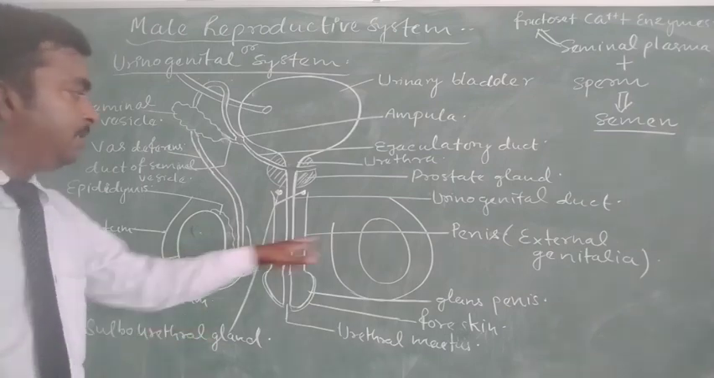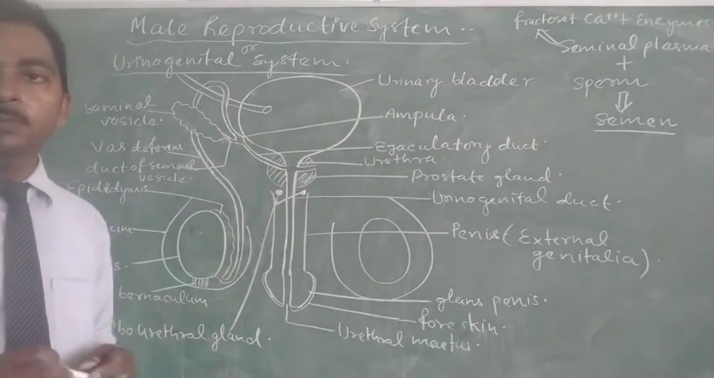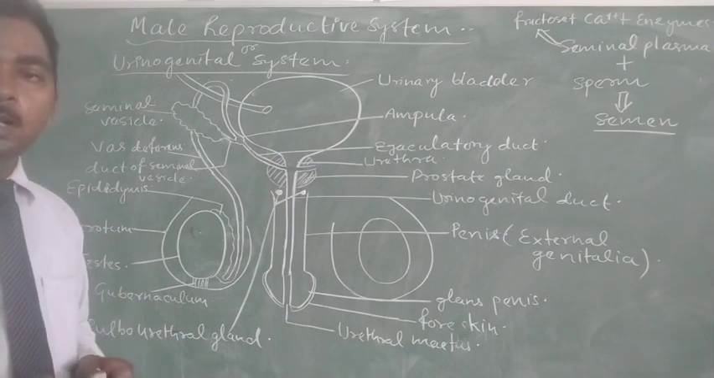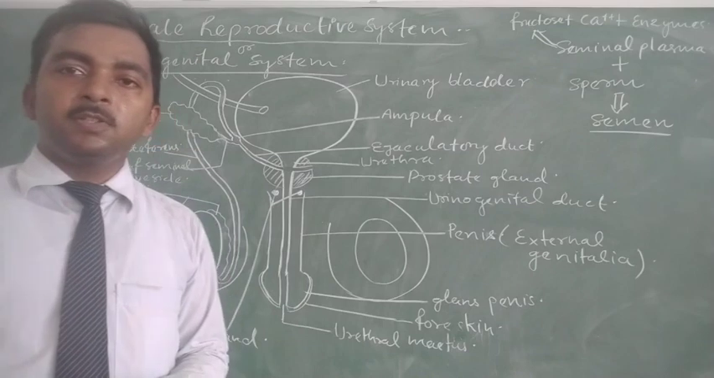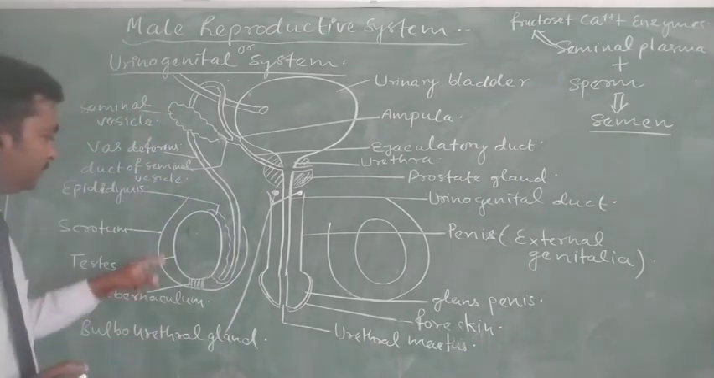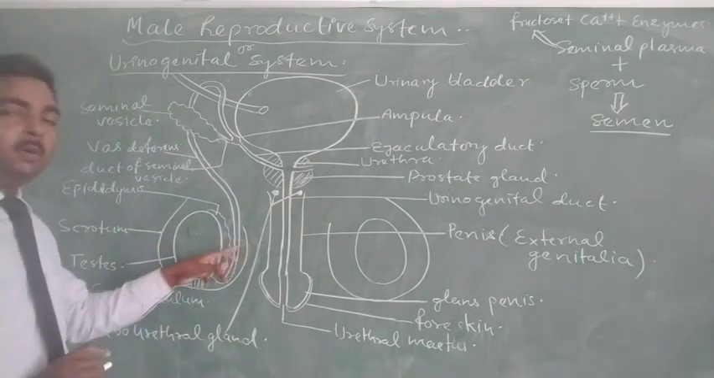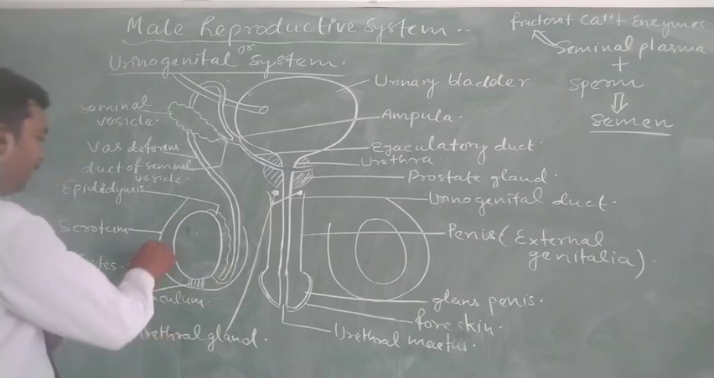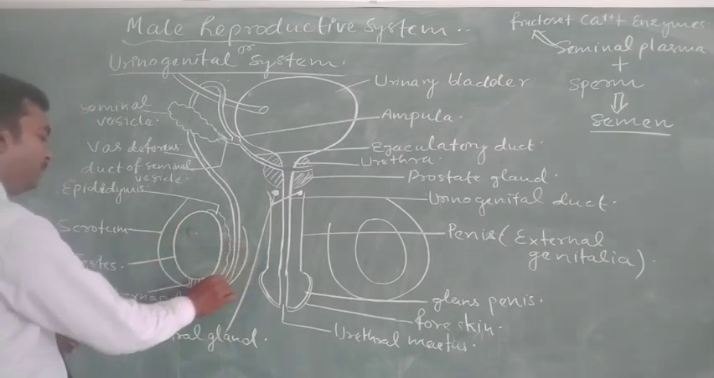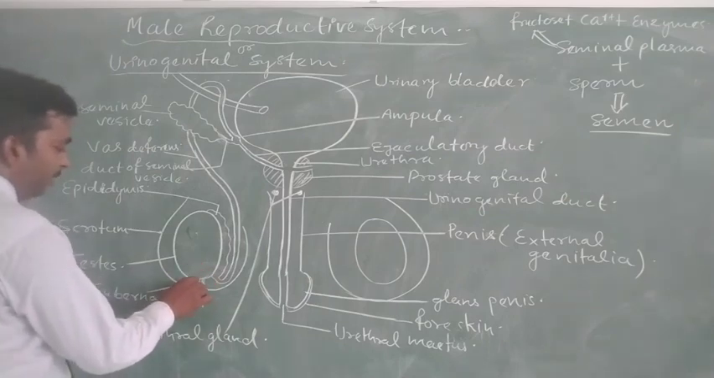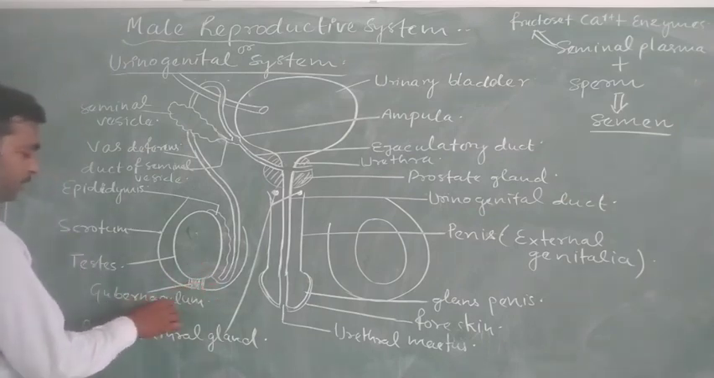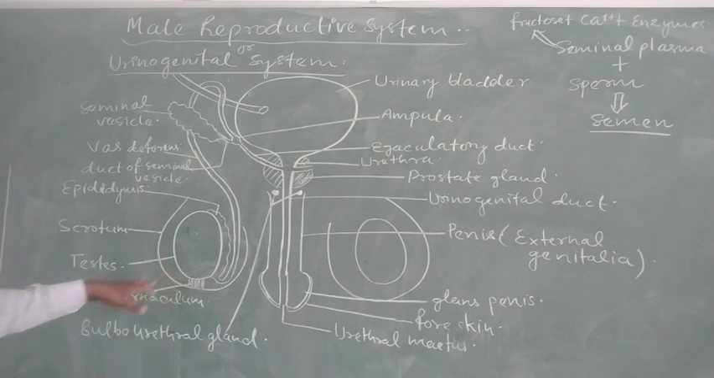A pair of testes act as the primary sex organ, and these testes are found inside the scrotum, in the extra-abdominal cavity. Inside the scrotum, the testes remain fixed with the help of a structure known as the gubernaculum.